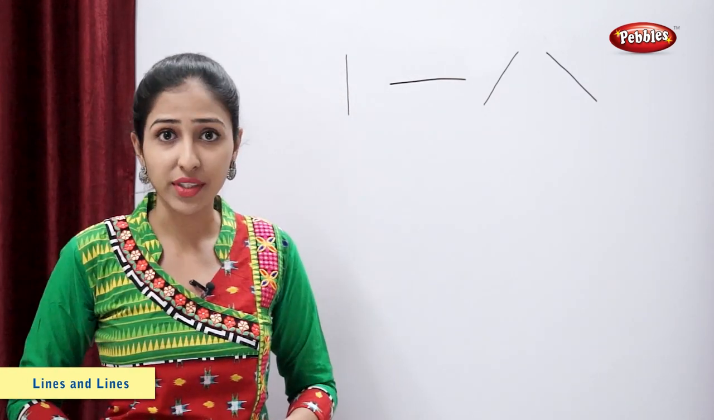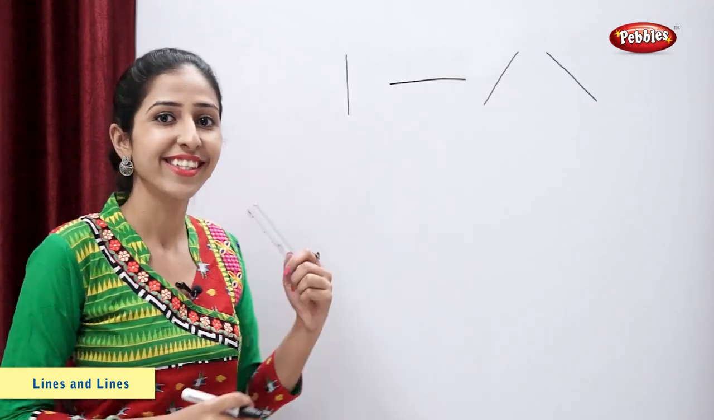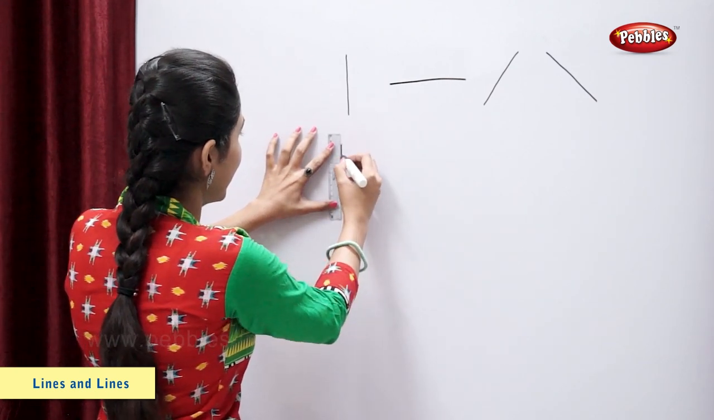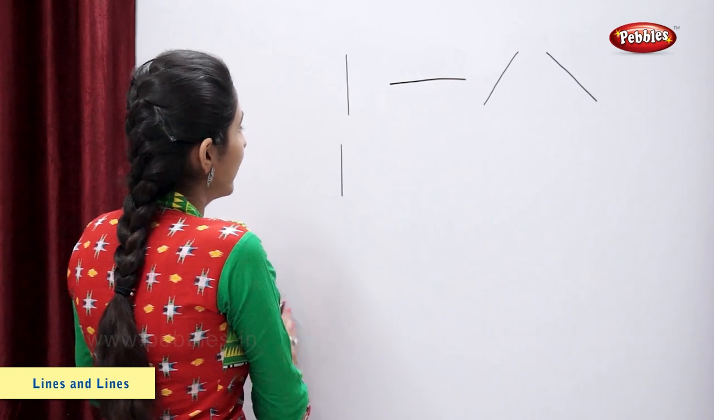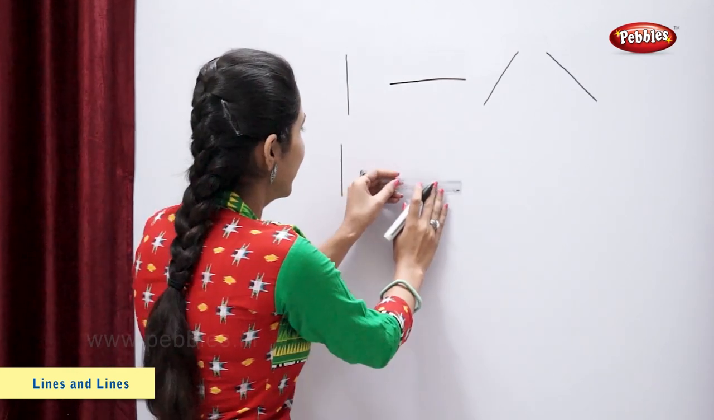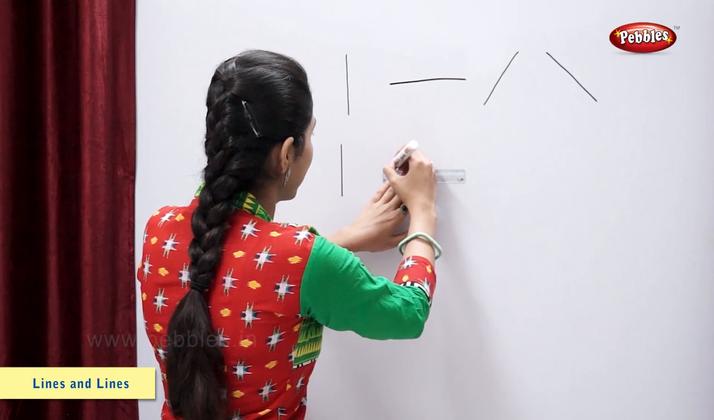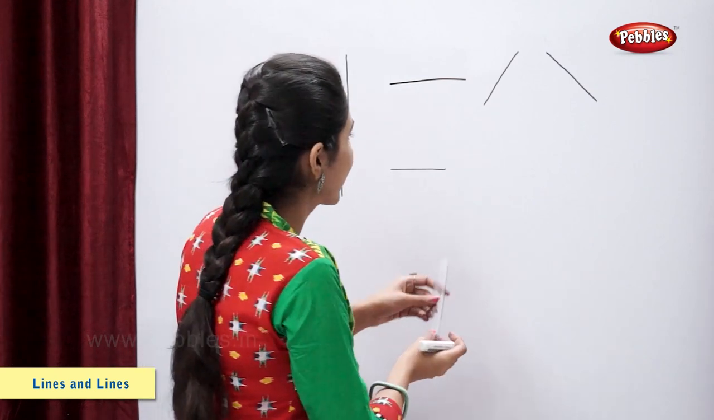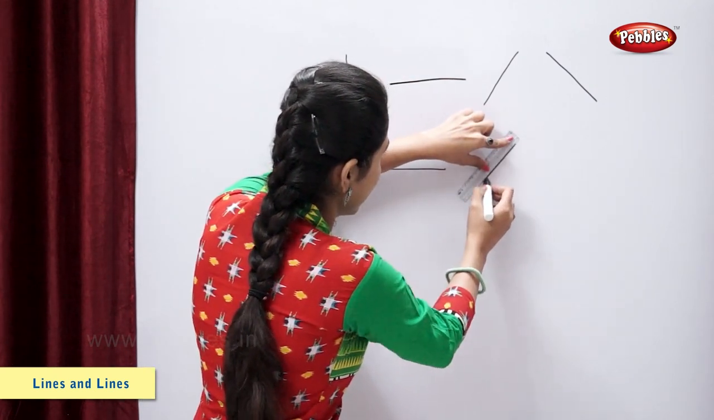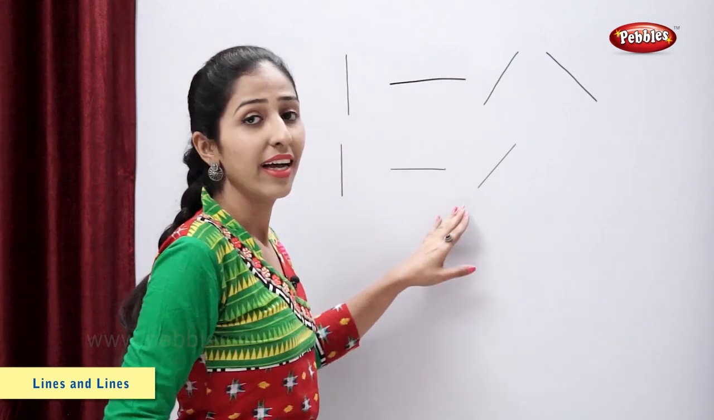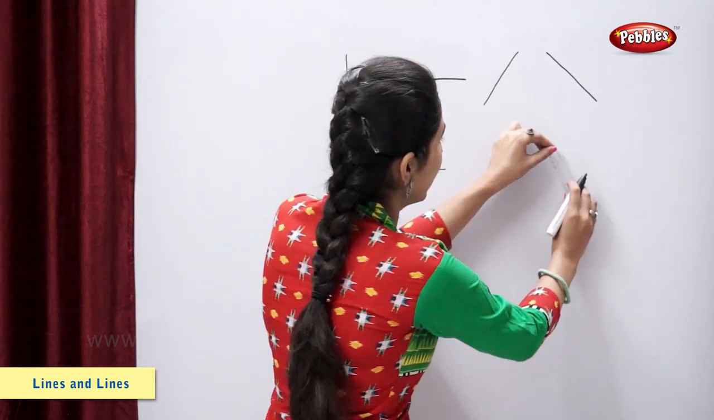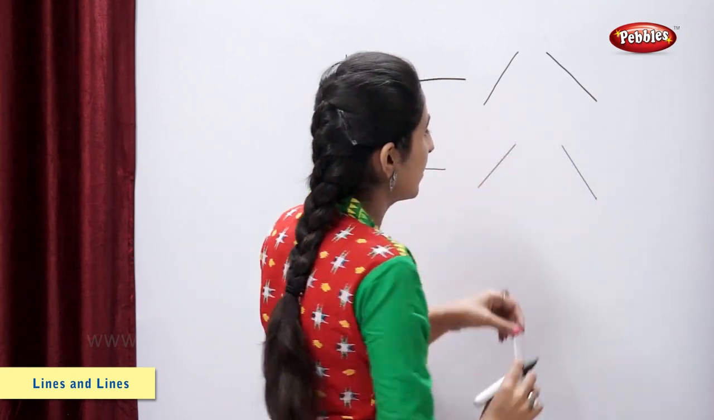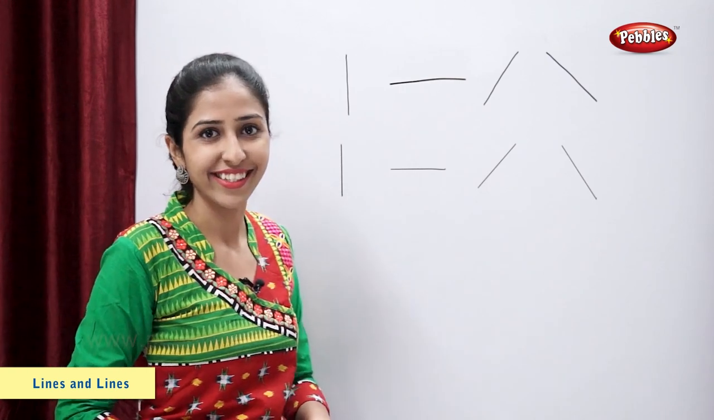Now, let's draw some lines using this ruler. Standing line. Sleeping line. Slanting line. One more slanting line.